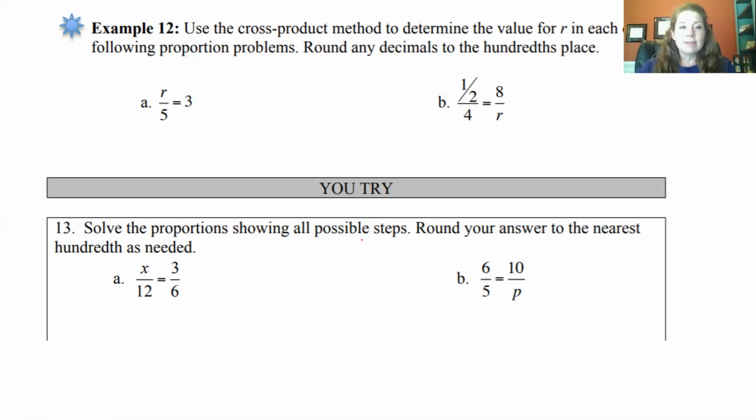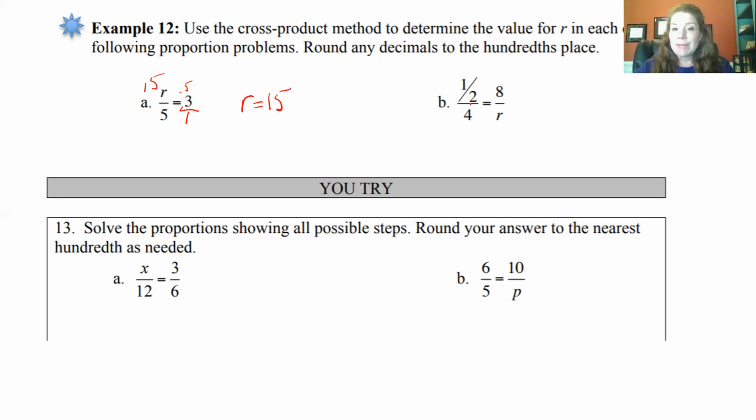All right, look at example 12. These look a little different, but we're going to still use cross products. So what over 5 equals 3? We can always make 3 a fraction. One way we can look at it is, can we multiply 1 by a whole number to get 5? Well, yes, we multiply by 5, which means we multiply the numerator by 5 as well. So 3 times 5 is 15. So in this situation, r is equal to 15. We can figure that out by multiplying by the same digit.